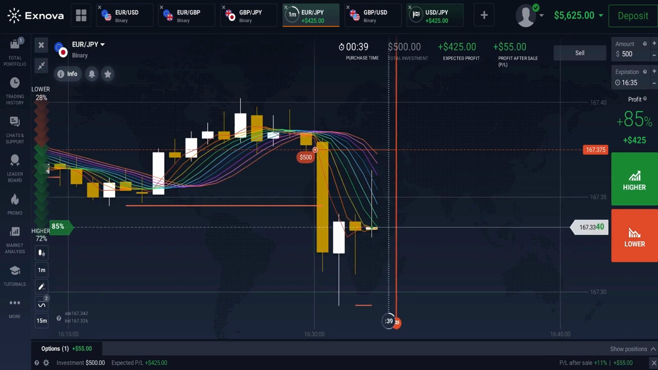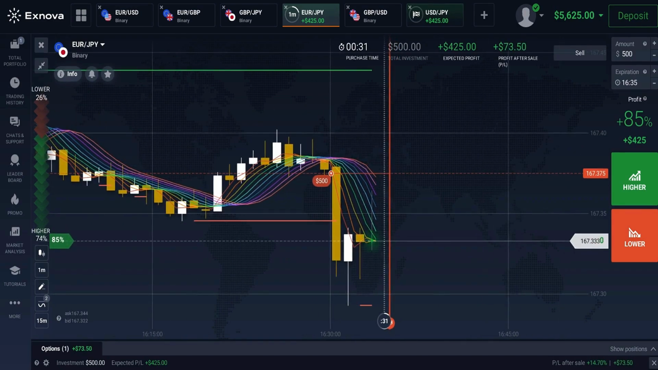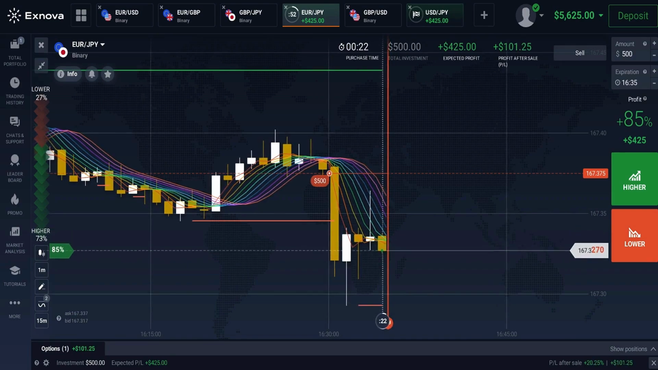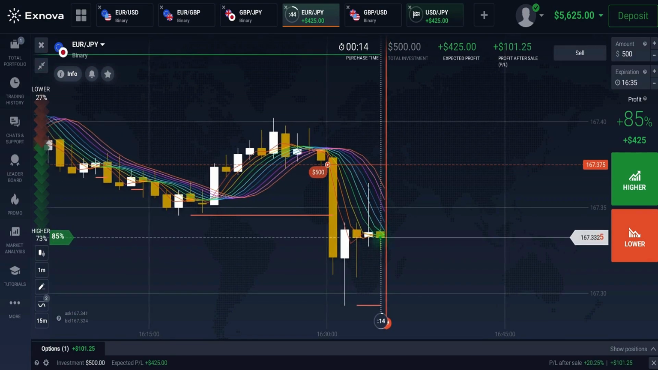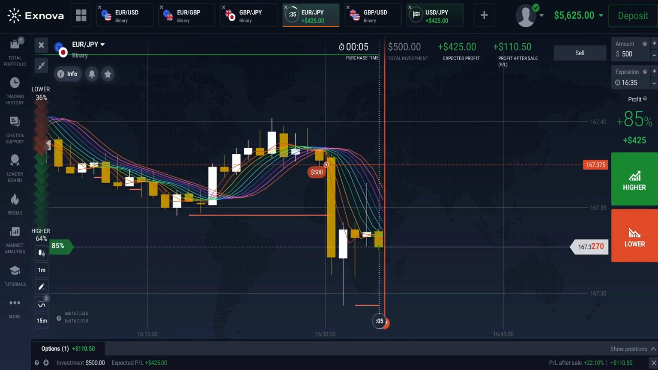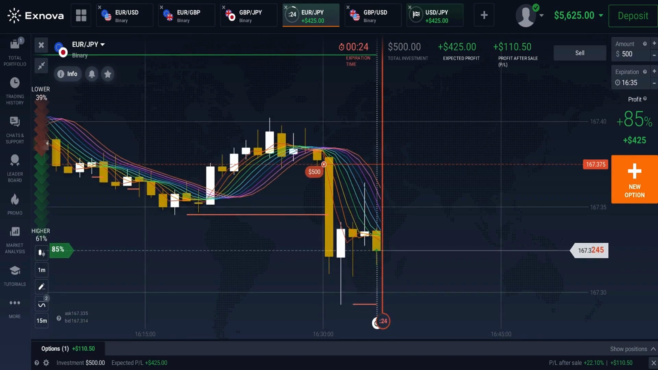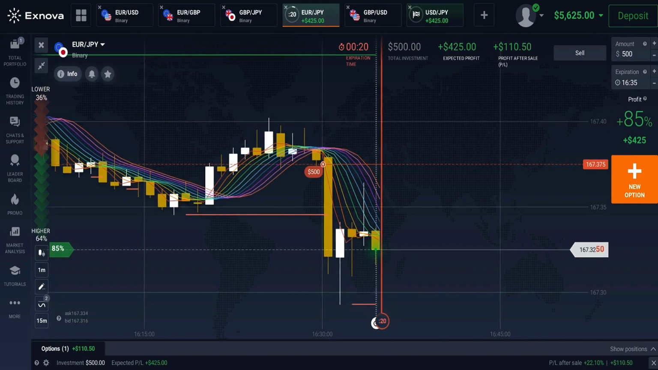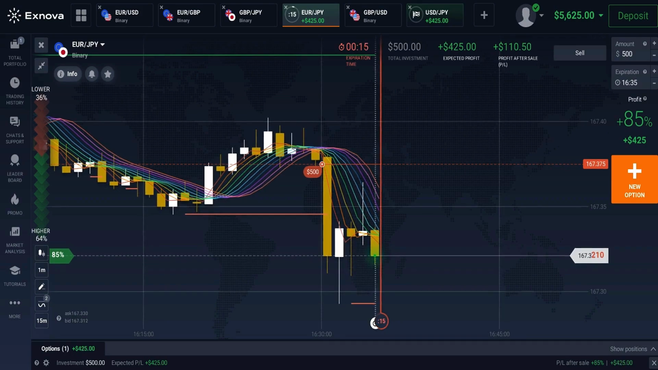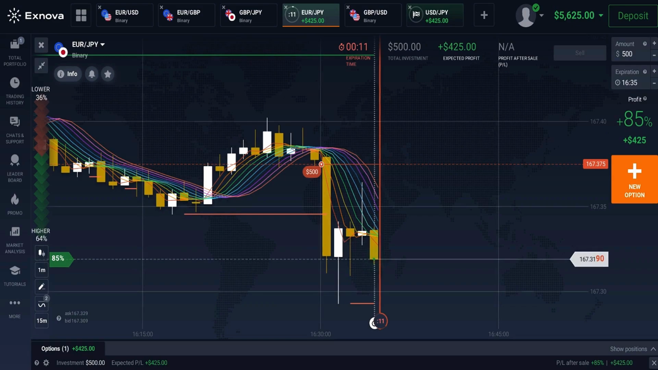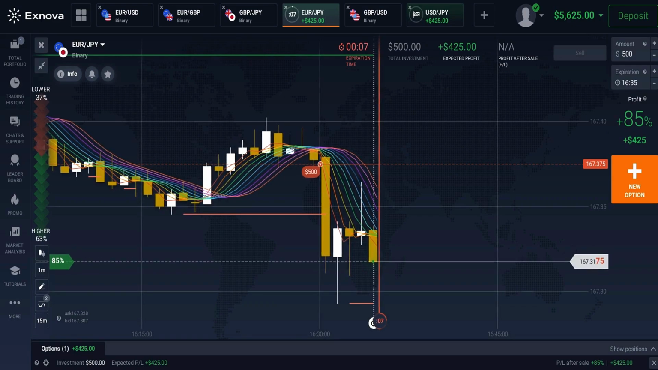While we wait, let's quickly break down why this setup is so effective. The resistance level acts as a ceiling for the price, meaning the price is more likely to reverse downward from here. The rainbow moving average lines crossing downward show that the trend is shifting to the downside. The candle closing below the rainbow moving average lines confirms that the sellers are in control.